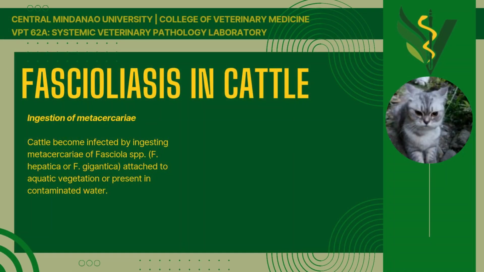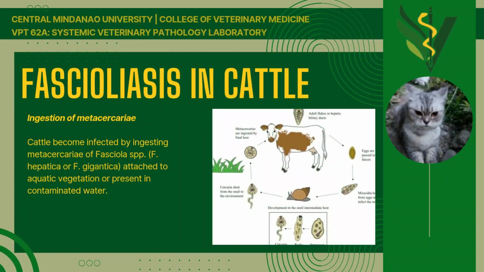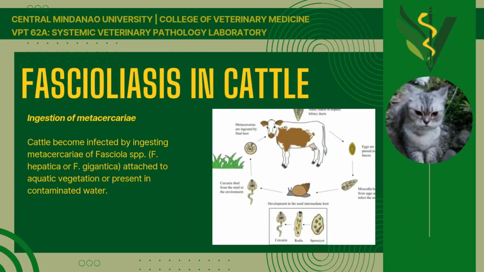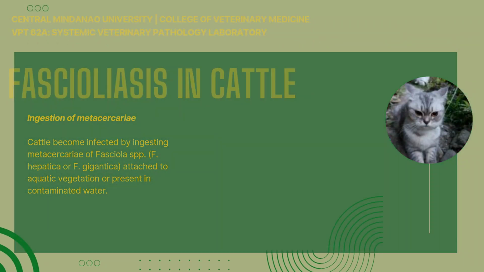First, ingestion of metacercariae. Here the cattle becomes infected by ingesting the metacercariae of the Fasciola species, either Fasciola hepatica or Fasciola gigantica. It is attached to aquatic vegetation or present in contaminated water. Once the snail, or the intermediate host, carries it and it attaches to the contaminated water or vegetation, the cattle or the animal would then ingest it, and it will enter into the system.